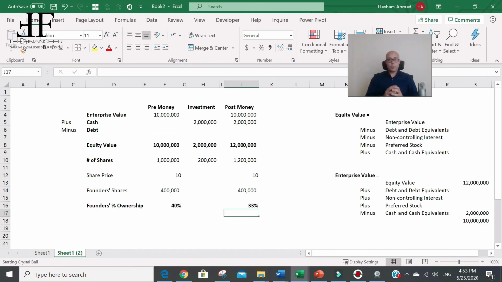I hope the difference is now clear between the pre-money valuation and the post-money valuation. Pre-money valuation is the valuation before taking any new investment. And the post-money valuation is the pre-money plus the new investment.